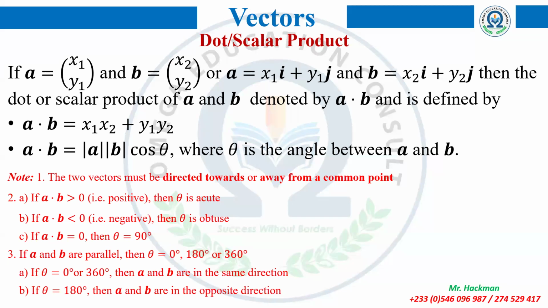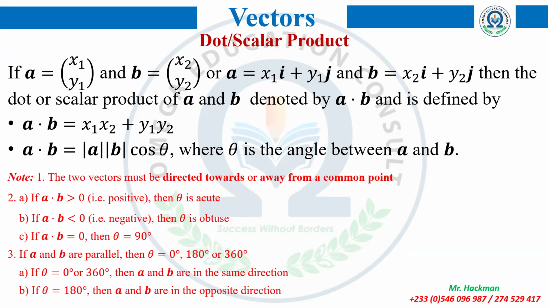So that's the first definition. The second definition is A dot B is equal to the magnitude of A times the magnitude of B cos of theta, where theta is the angle between the two vectors. So in this case, A and B. I will throw more light on it going forward, don't worry.